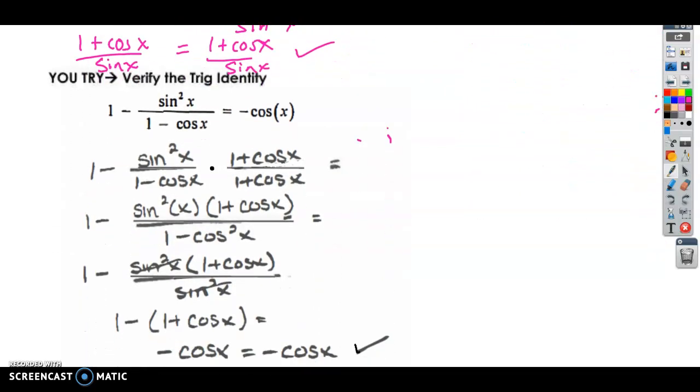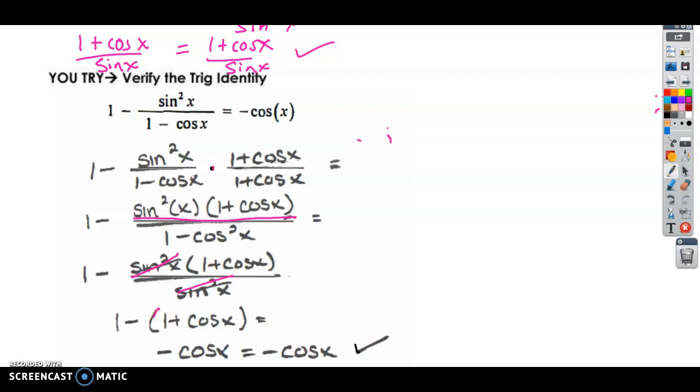Okay, so for the U-try, it's very, very similar. You multiply by the conjugate, and you end up with sine squared times 1 plus cosine of x in the numerator, and 1 minus cosine squared, which is equal to sine squared, in the denominator. Okay, same thing we did last time. Both of those end up canceling.